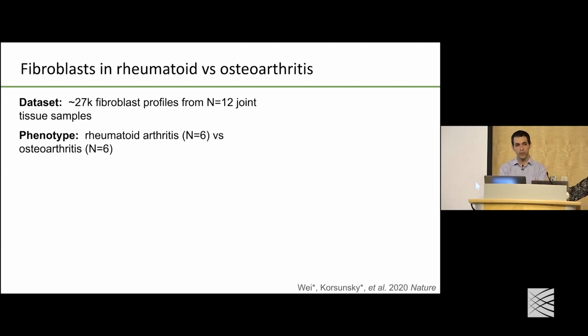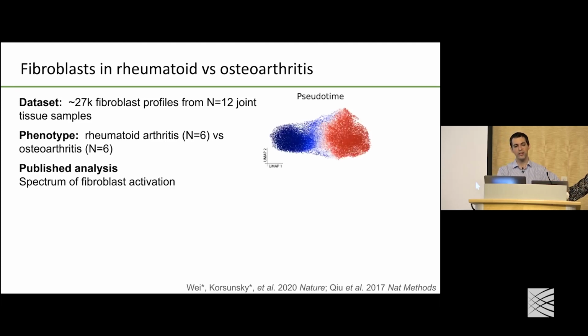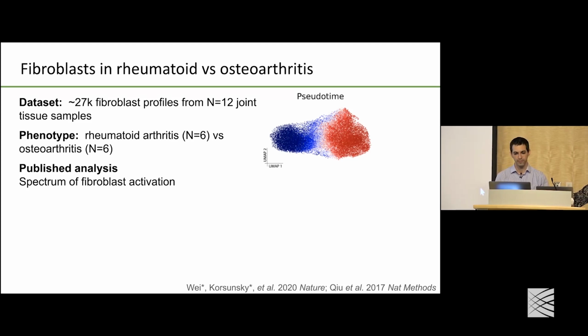It consists of about 27,000 fibroblasts, and they're profiled from the joints of 6 patients with rheumatoid arthritis and 6 patients with osteoarthritis. And in the published analysis of this data set, the authors used a very sophisticated trajectory analysis with a lot of domain expertise and parameter tuning to eventually determine that these fibroblasts actually lie on a transcriptional spectrum. And over on the right, what you're seeing here is a UMAP of the data set with cells colored basically according to where they lie on the spectrum.